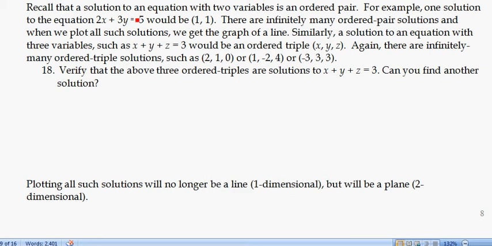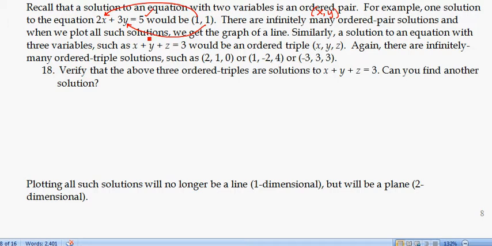Okay, recall that a solution to an equation with two variables is an ordered pair, right? So it's an (x, y). For example, one solution to the linear equation 2x + 3y = 5 could be (1, 1), because if I take x = 1 and y = 1 and substitute those values in for x and y, I would get a true equation, right? 2 times 1 plus 3 times 1 does in fact equal 5. And there are, of course, infinitely many ordered pair solutions.